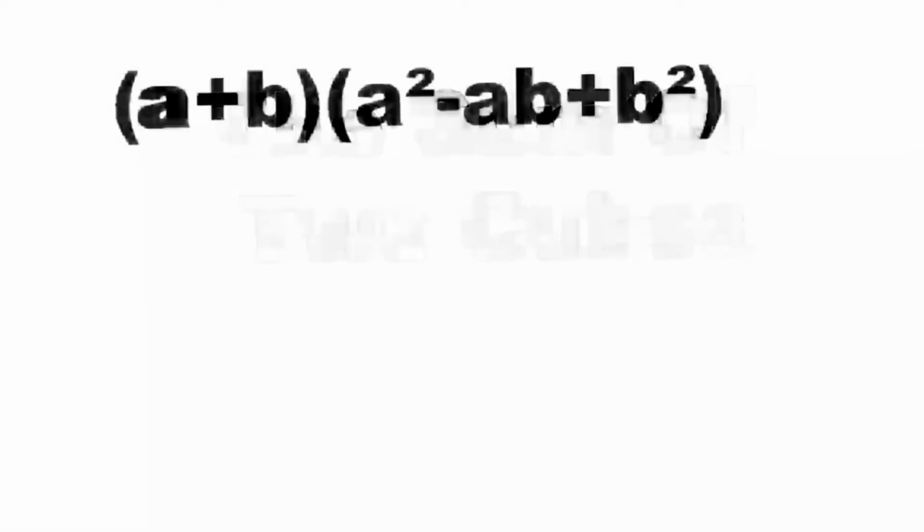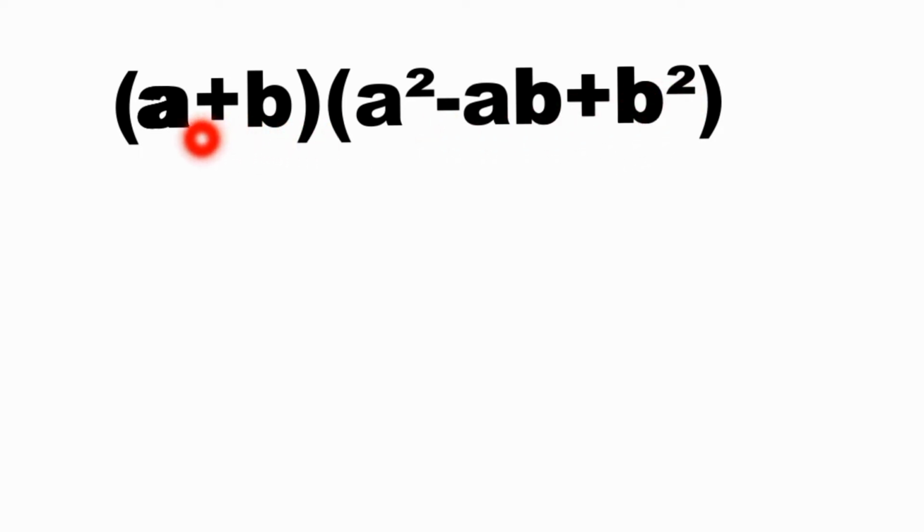Today we are going to discuss the sum of two odd powers. We have here, from the previous video, the sum of two cubes. So it is in the form quantity a plus b times quantity a squared minus ab plus b squared.